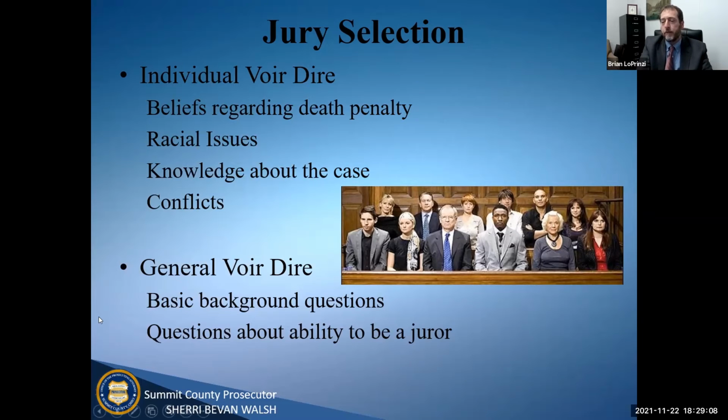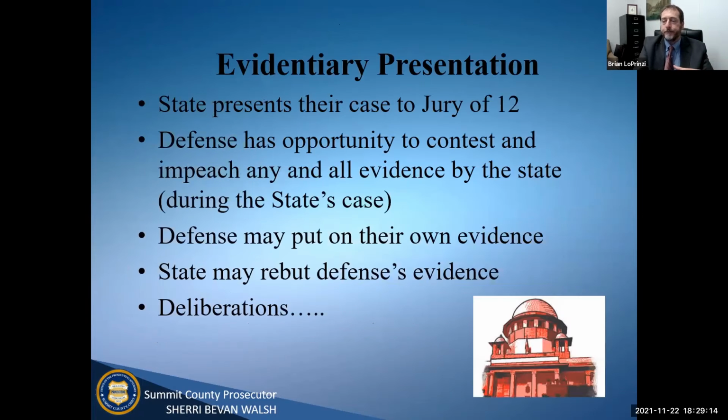Following that, we have a general voir dire where we take all the people that are qualified and we get background information and things like that. And that's pretty standard. Then we do the jury presentation. Basically, we would present our case, the state would. The defense has an opportunity to contest that through cross-examination of our witnesses. They can contest it, try and impeach them, which is trying to show that they're not credible. And then after we're done, they can put on their case. They can put on evidence if they want.